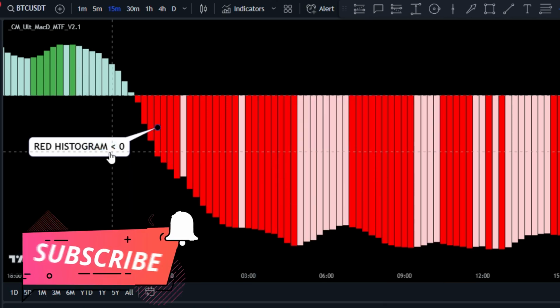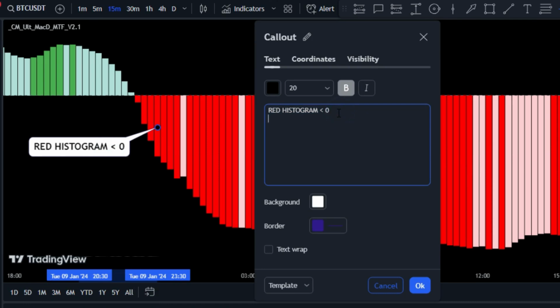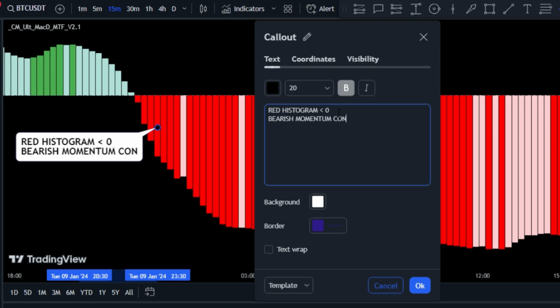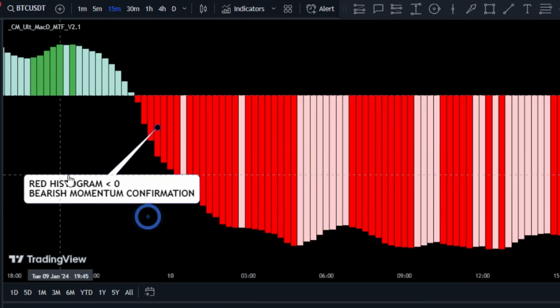So, in simple terms, the CM-MACD indicator helps us understand the market trends and when it's best to enter or avoid a trade. It's a handy tool for making informed trading decisions.